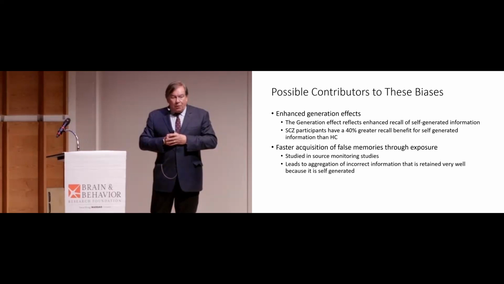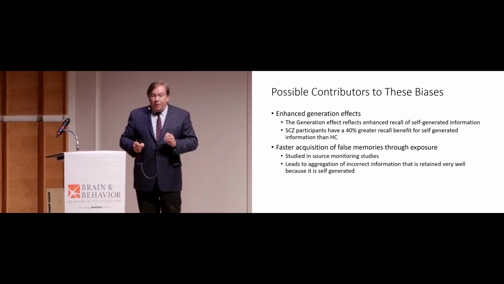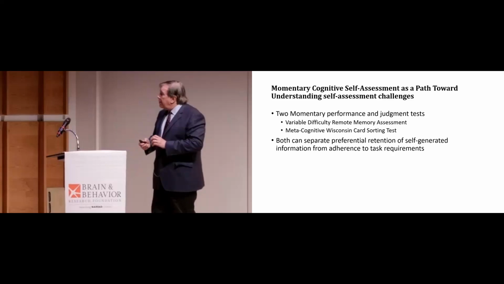So if you do source monitoring studies with people with schizophrenia, they will more rapidly than healthy individuals come to the conclusion that they'd actually experienced something that they never experienced. Now, those are both beneficial cognitive abilities: rapid learning, having a good generation effect, but maybe those things combine together to lead to some other challenges.